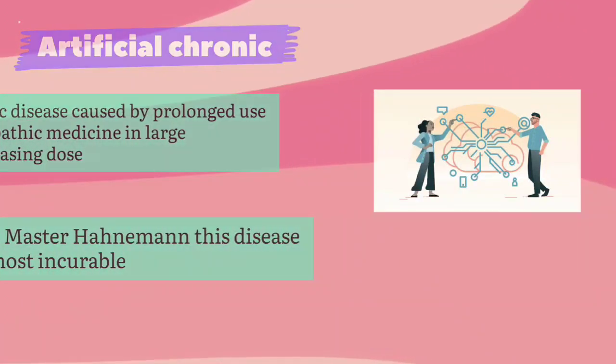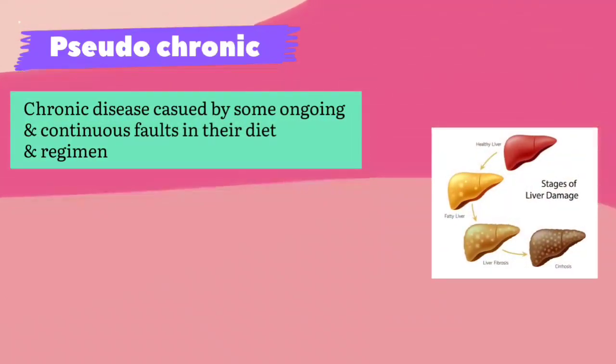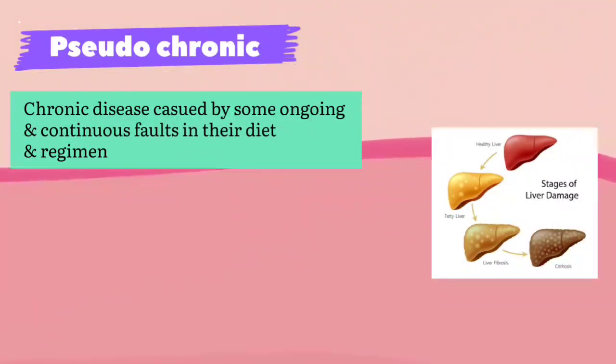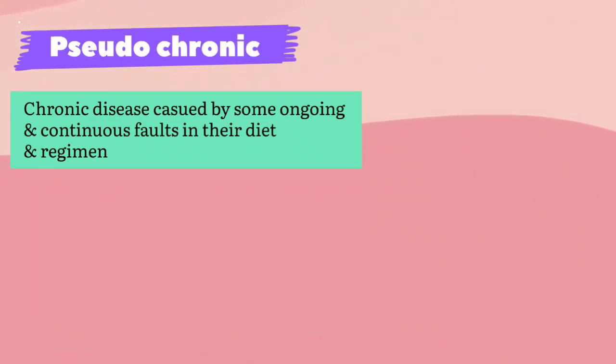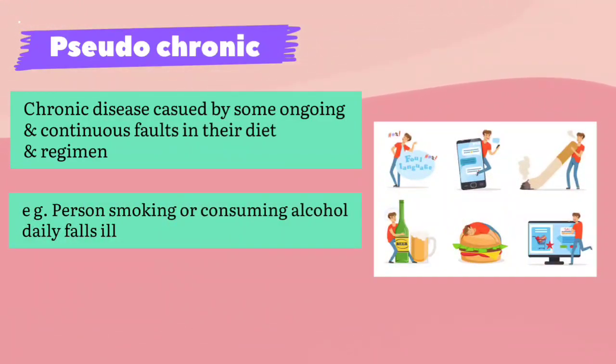The next important type of chronic diseases are pseudo-chronic or inappropriately termed chronic diseases. These are those type of chronic diseases which are caused because of some continuous and ongoing faults in a person's diet, regimen or in living conditions. Suppose a person smokes daily or consumes alcohol daily and then falls ill, then such diseases are termed pseudo-chronic diseases, because if the person avoids these noxious influences, then he usually recovers very easily.